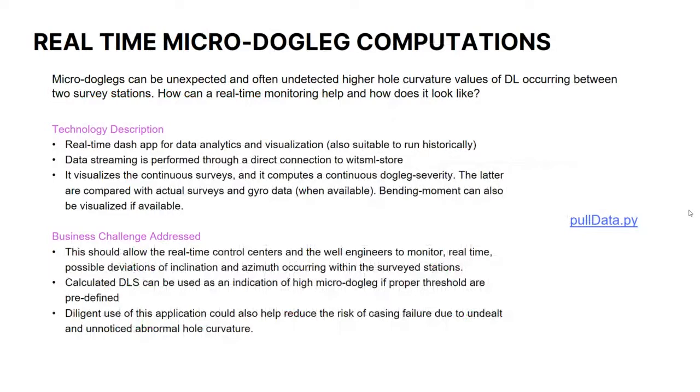So the technology that we built was meant to, in real time, return micro-dogleg measurements using continuous inclination and azimuth, and return an alarm if that was larger than we expected from the surveys. And what we addressed is that we can actually provide real-time control of the trajectory in a continuous way, not just survey or station based. We can calculate the dogleg using the minimum curvature method, and we can provide a continuous measurement of it. And if we diligently use this tool, we can reduce the risk of casing failure due to unnoticed abnormal hole curvature, or even a tight spot or stuck pipe for that matter, not just that.